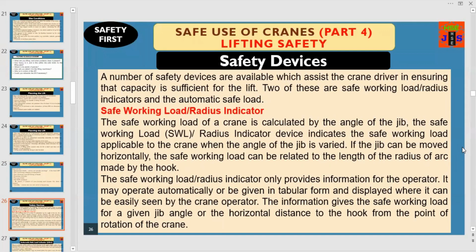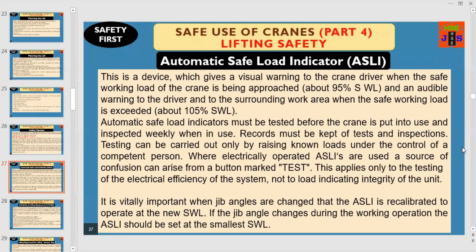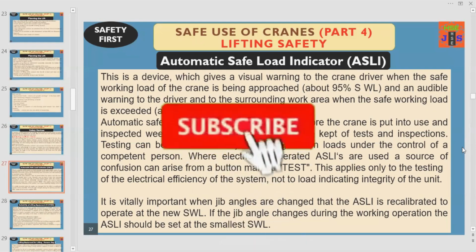The information gives the safe working load for a given jib angle or the horizontal distance to the hook from the point of rotation of the crane. Let us discuss now what is the automatic safe load indicator, ASLI.